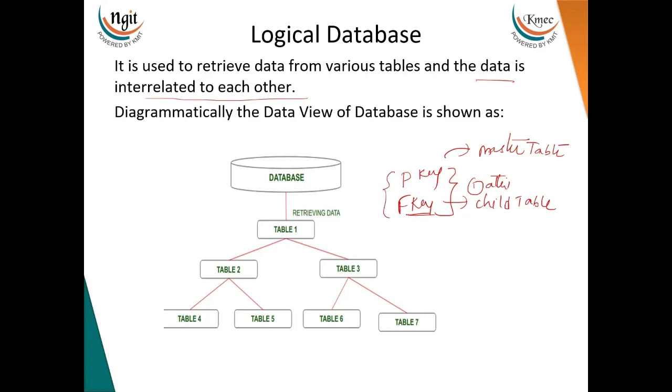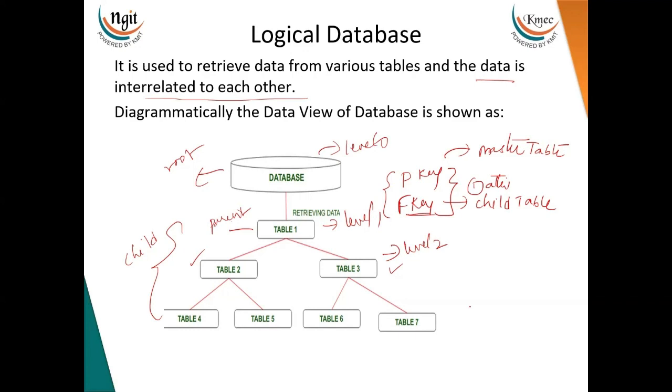So here it is used for retrieving the data from not only a single table but multiple tables that are interrelated to each other. They name this as level 0, and this is level 1, this is level 2, and this is level 3. So it forms a tree-like structure, and the data is organized in the form of a tree. And this logical database is used only when the structure of the database is very, very large. In that case, we will be using this logical database.